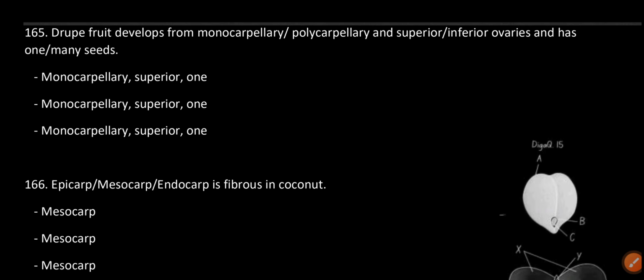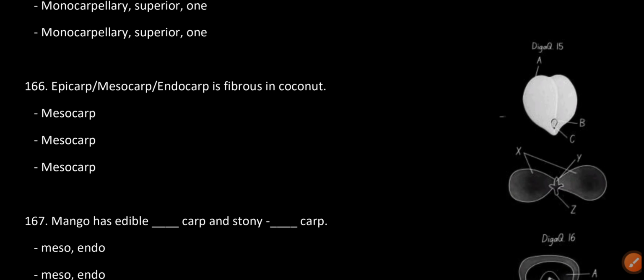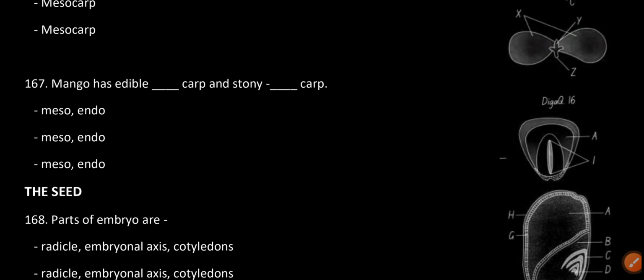Drupe fruit develops from monocarpellary or polycarpellary and superior or inferior ovaries and has one or many seeds. Monocarpellary, superior one. Epicarp or mesocarp or endocarp is fibrous in coconut. Mesocarp. Mango has an edible dash carp and a stony dash carp. Edible mesocarp and stony endocarp.